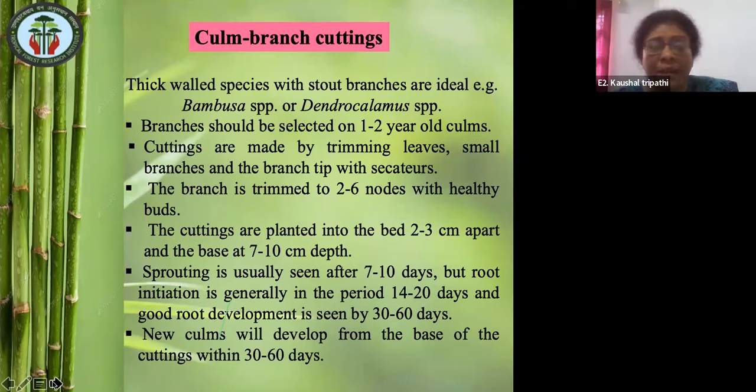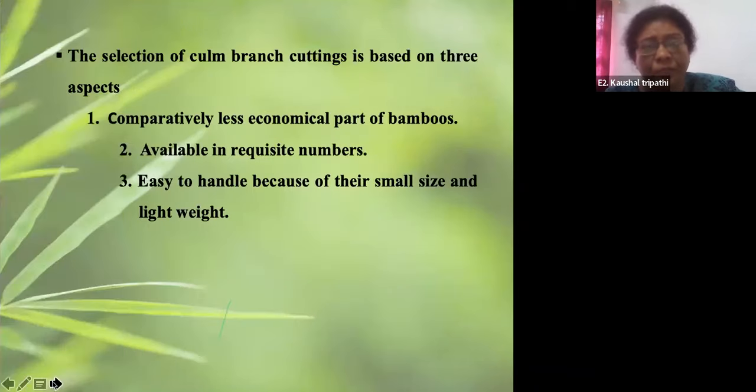Cuttings are made by trimming leaves, small branches and branch tips. The branch is trimmed to 2 to 6 nodes with healthy buds. The cuttings are placed into the bed 2 to 3 centimeters apart. Sprouting is usually seen after 7 to 10 days, but rooting takes a longer period of time. And a new culm will develop from the base of the cutting within 30 to 60 days. Next slide, please. And we are using culm branch cuttings because it is a comparatively less economical part of the bamboos, available in large numbers, in requisite numbers, and easy to handle because of their small size and light weight. Next slide, please.